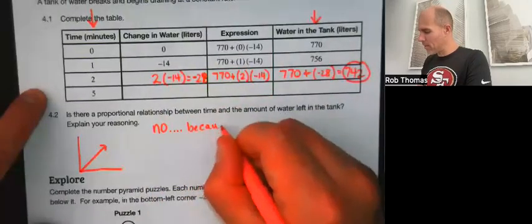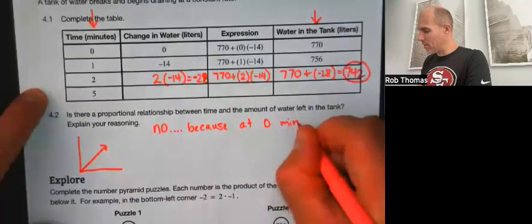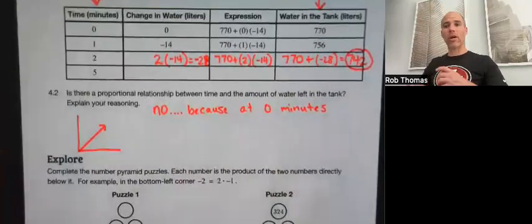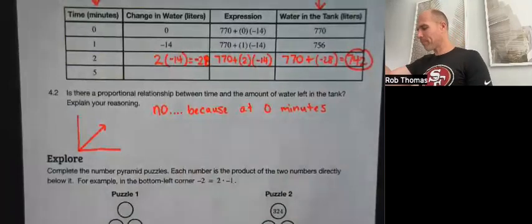because at 0 minutes, I'm going to let you finish it from there. What's going on at 0 minutes that tells us this is not a proportional relationship?